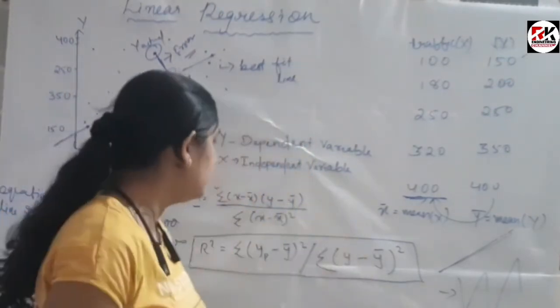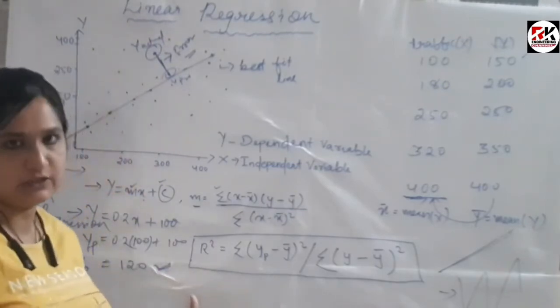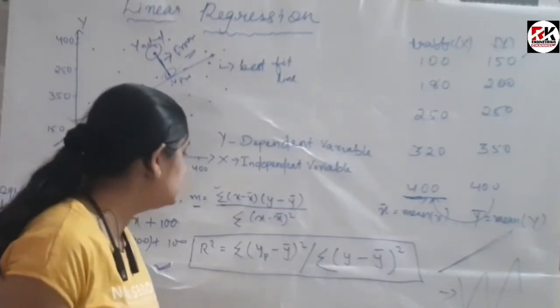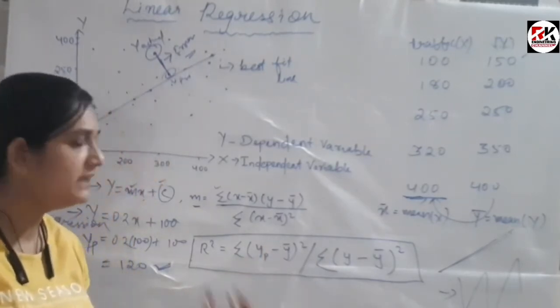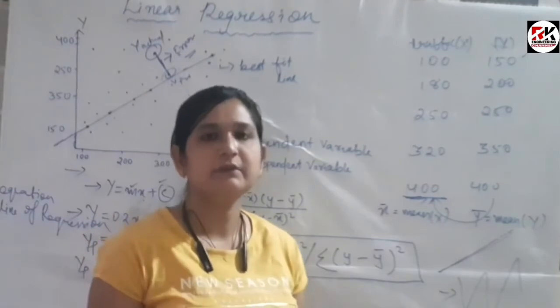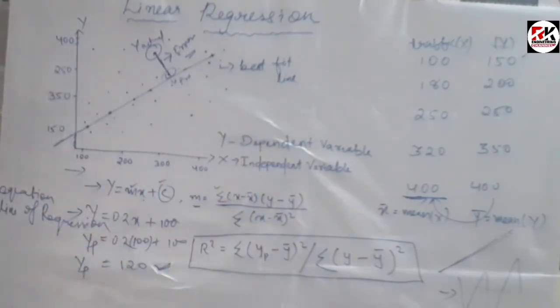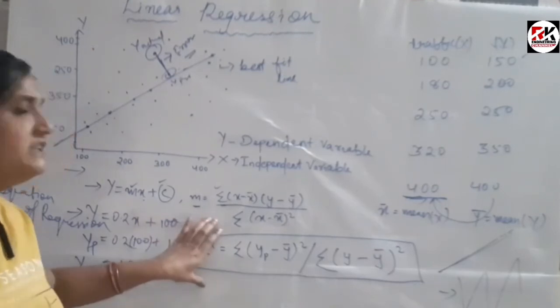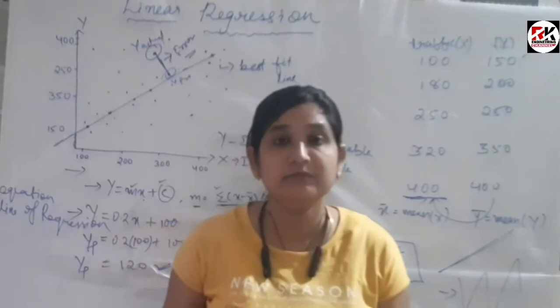So how do you calculate the error? This is the formula: r square is equal to summation of (y predicted minus y bar) whole square divided by summation of (y minus y bar) whole square. This will calculate your mean error value.